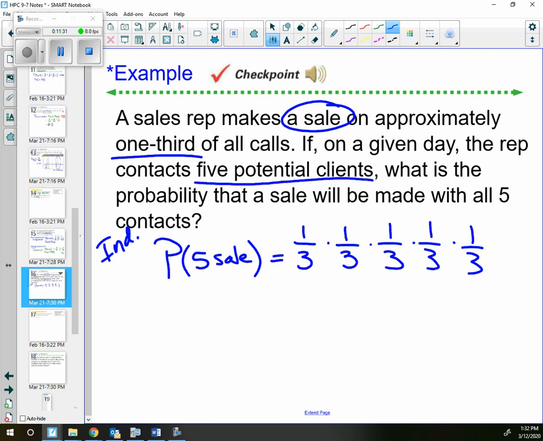So you could really write that as 1/3 to the 5th. Some people would write it that way. It might be a little bit easier to deal with. That means it would be 1 out of 243. So it's independent. One sale does not affect what the next one would be.